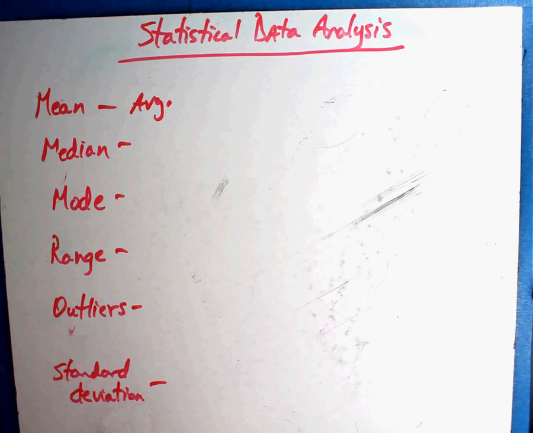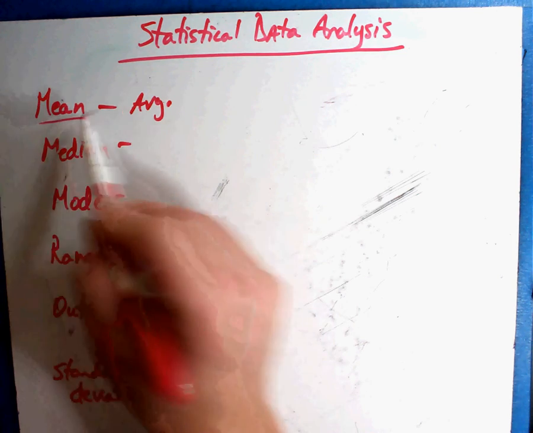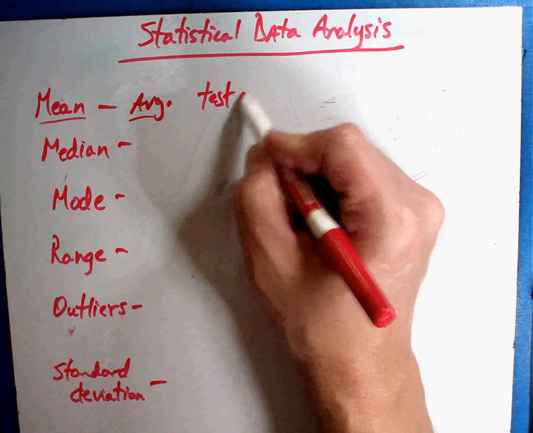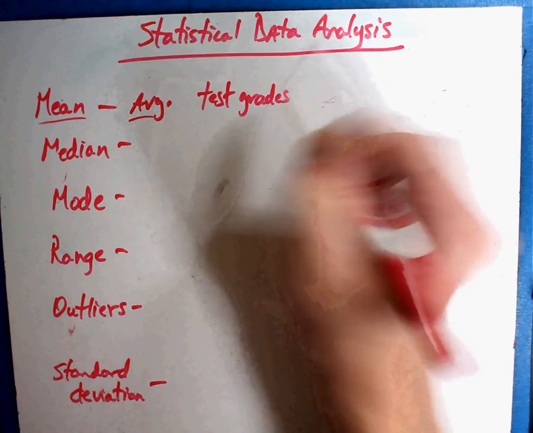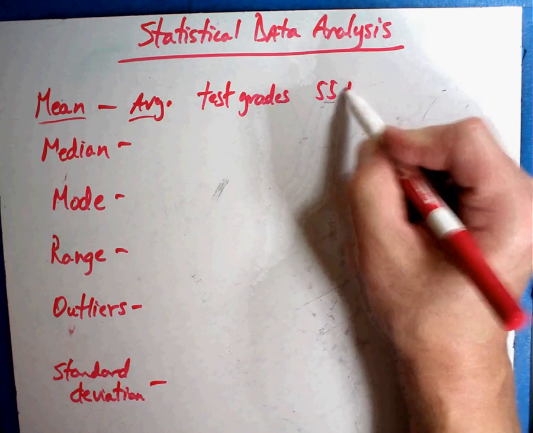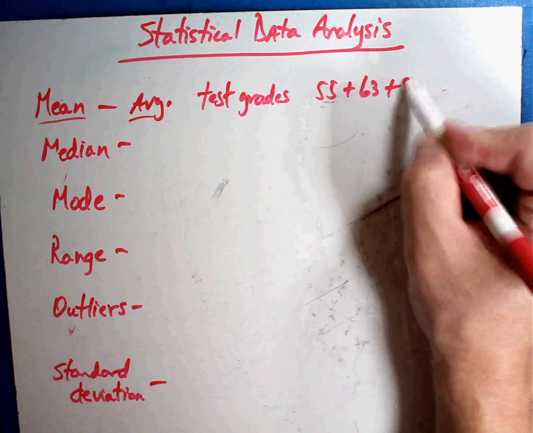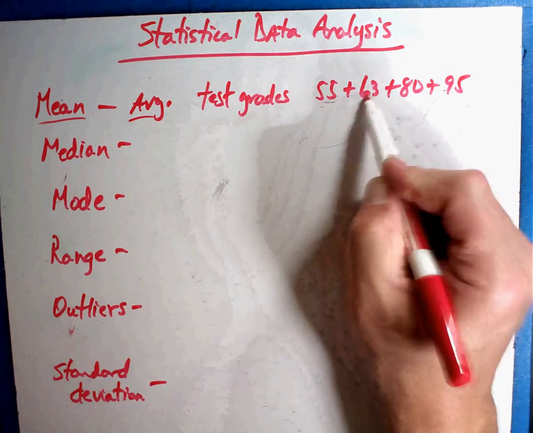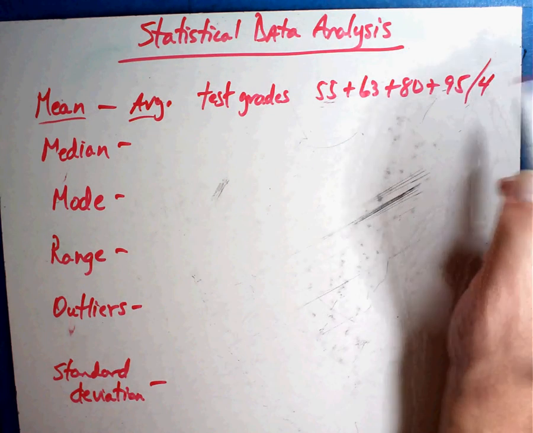If I'm ahead of you, pause the video, make sure you get these words, and we're going to add numbers to them. Whenever you're doing the mean, it just means the average. Let's say somebody has test grades like this: a 55, a 63, an 80, and a 95. How would I get the average? I'm going to add those four together and divide by 4, and I'll have the answer.